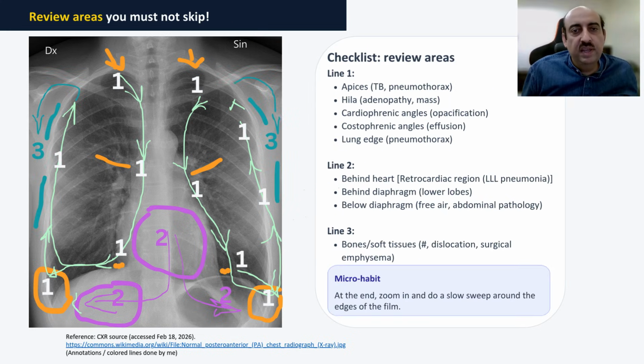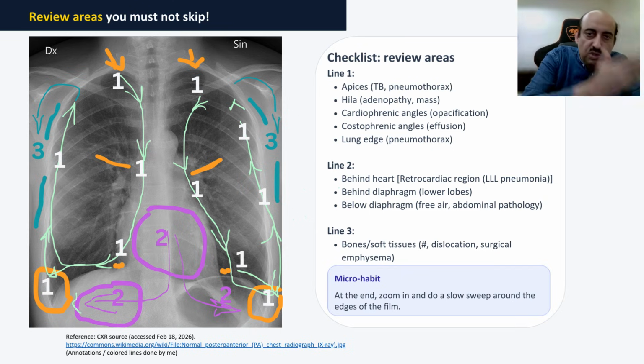And finally, line 3, which is in green teal color. It corresponds to the bones and the soft tissue, which we already covered previously. Look for any fracture, dislocation, or surgical emphysema. So make a micro habit of doing a zoom in at the end of the whole X-ray, and look for the peripheral sweep of the periphery of the chest X-ray.